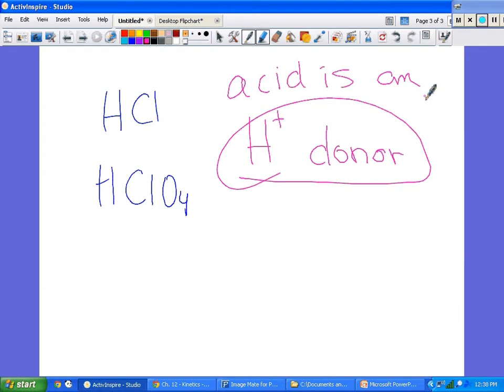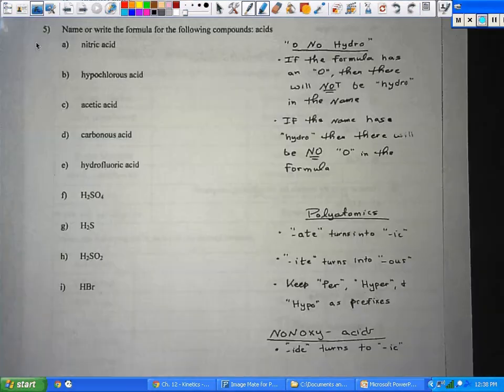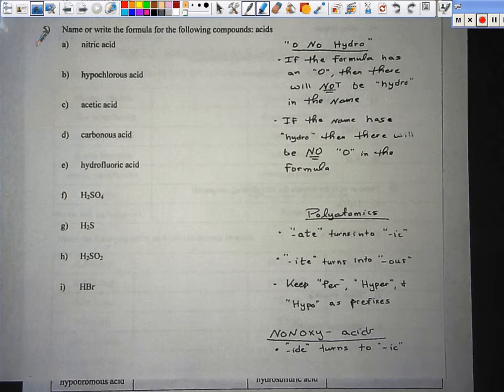All right. So now let's go and practice in naming these things. So again, that's the basic explanation of what an acid is. And that's what we're going to do now. Like the 6 you wrote down? Yes, that's what we're going to do as a group.